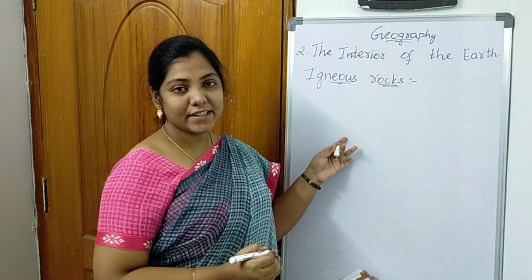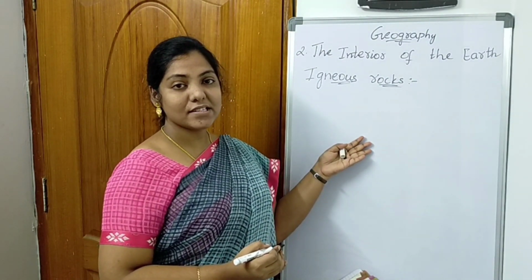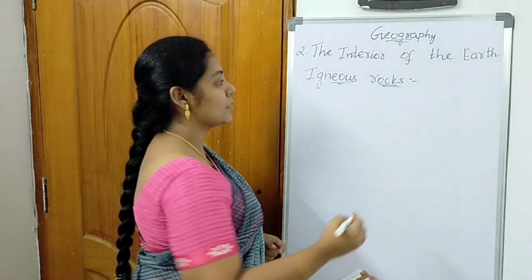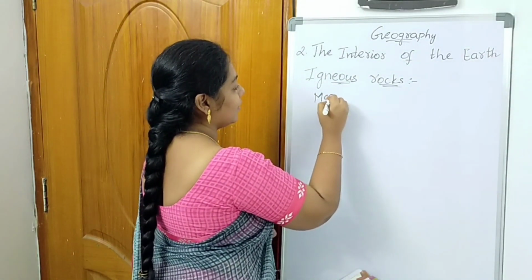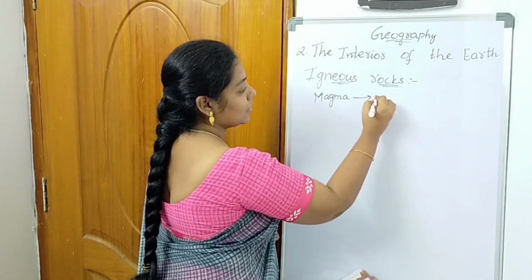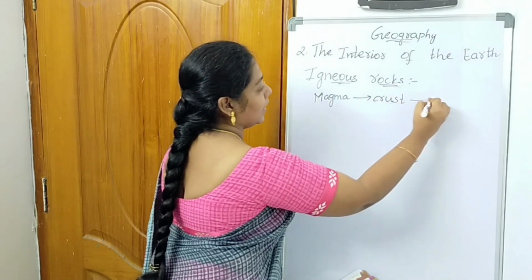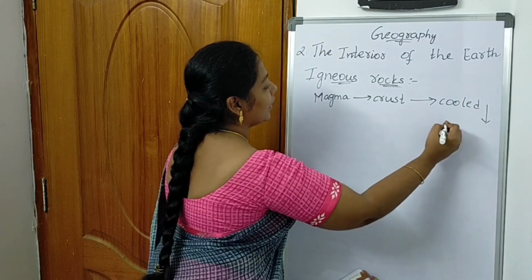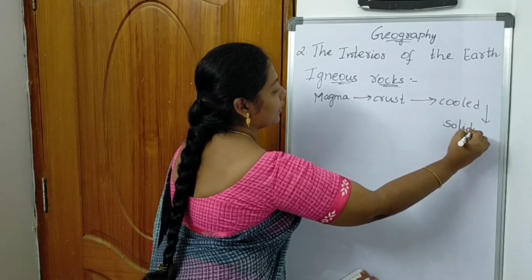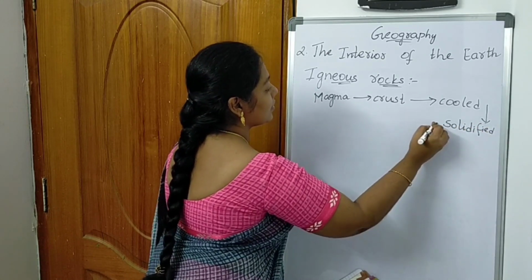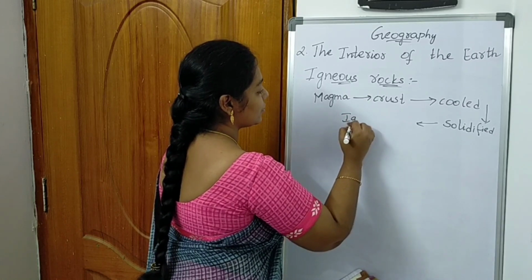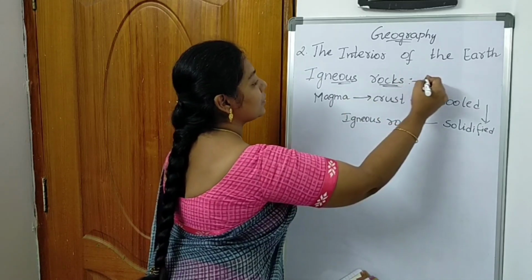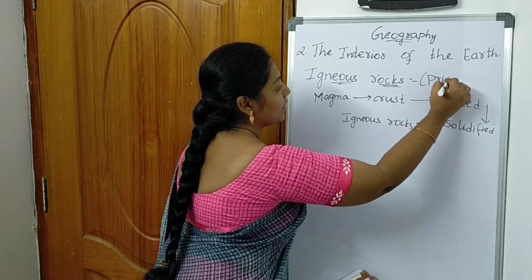The magma which is there in the mantle layer has risen up to the crust. It gets cooled down there. It gets solidified, thus forming igneous rocks. The magma has reached the earth's crust, it gets cooled there, and after cooling it gets solidified, thus forming igneous rocks. Igneous rocks are also called primary rocks.